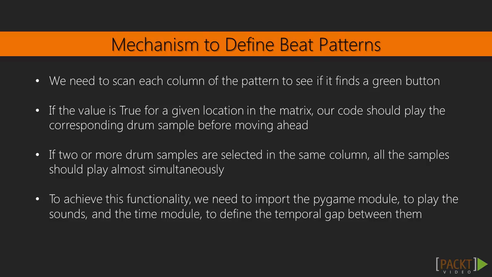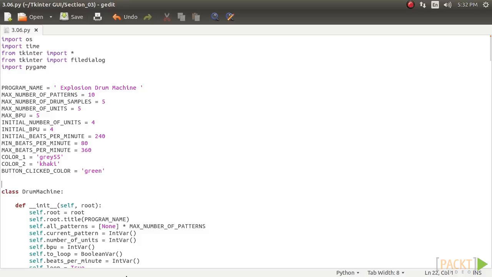If two or more drum samples are selected in the same column, all the samples should play almost simultaneously. Moreover, there should be a fixed time gap between the playing of each successive column, which will define the tempo of the music. To achieve this functionality, we need to import the Pygame module to play the sounds and the time module to define the temporal gap between them.